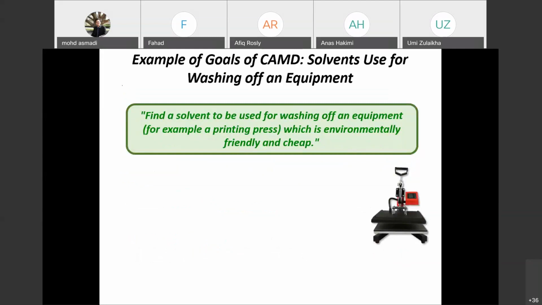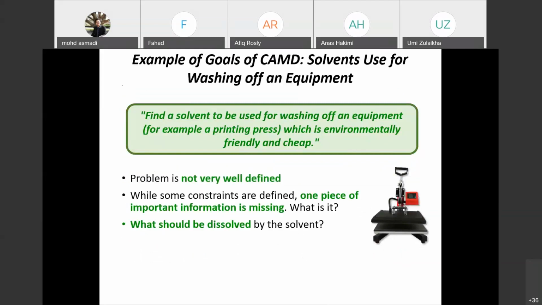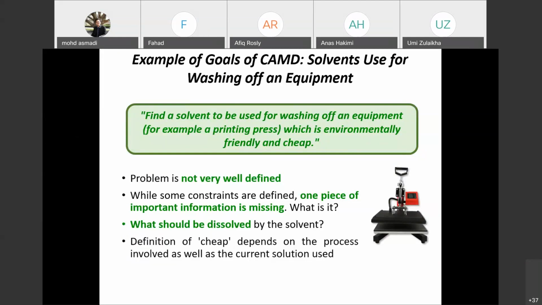Okay. So another example is a not well defined problem. If you look at here, a solvent used for the washing of the equipment. Find the solvent to be used for washing of an equipment which is environmental friendly and cheap. What is the information that is missing? What should be dissolved actually? So it's not a well defined problem. Definition of cheap depends on the process involved as well as the current solution used, right? So it's not a well defined problem.